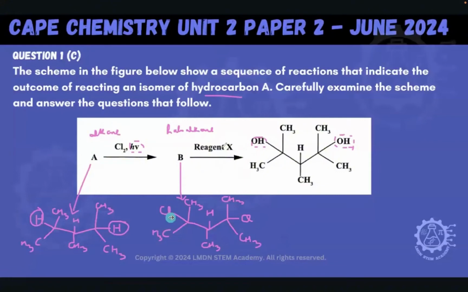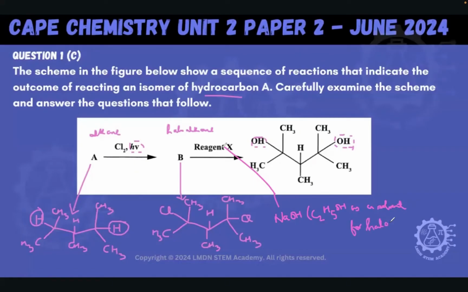If we need to go from chlorines to hydroxyl groups, then our reagent X has to be a strong base like sodium hydroxide that would supply these hydroxyl groups, right? And so immediately we've identified our reagent X has to be sodium hydroxide. And generally, we also have ethanol being used as a solvent as well. So you could have added that as well. So we use ethanol as a solvent for the haloalkane.